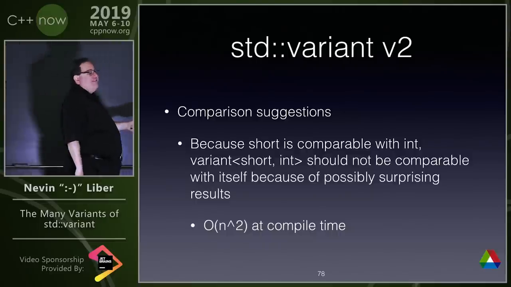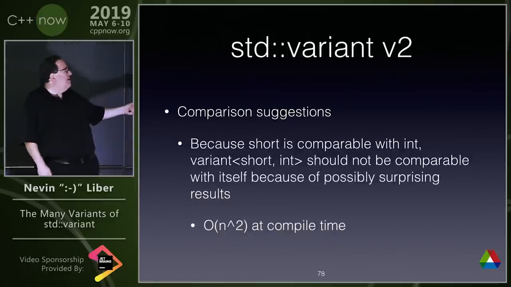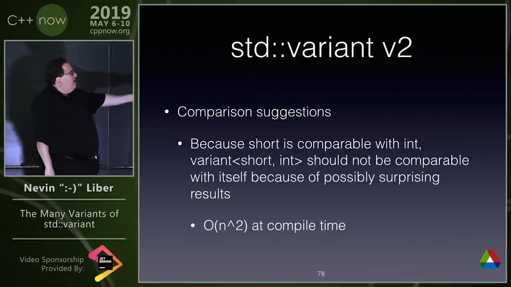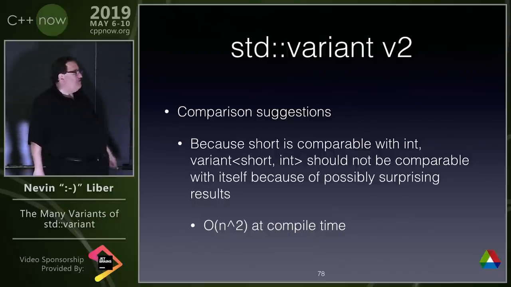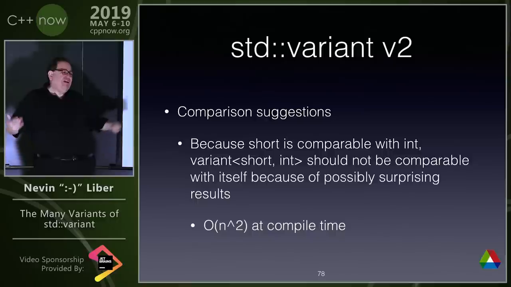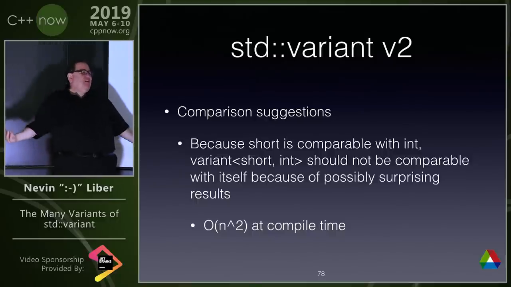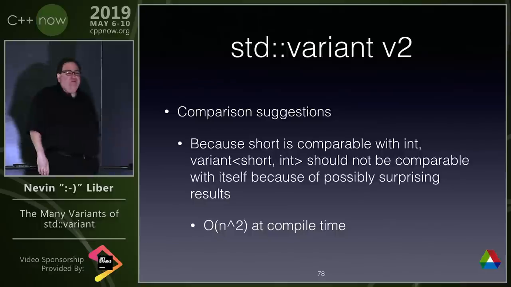And we had lots of suggestions for literally everything about variant you can think of. So comparison suggestions, like short is comparable with int, so variant of short and int should not be comparable with itself, because that could be surprising. Again, if you have a short 2 and an int 2, those are not equal, that's surprising to some people. And it's order n squared at compile time.